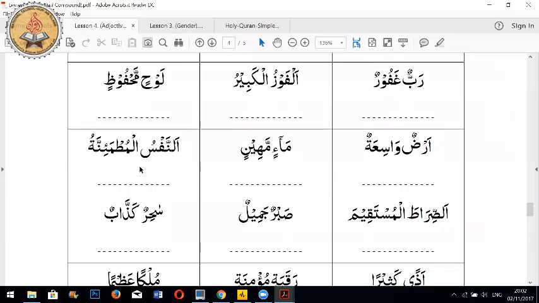Also, spend 15 to 20 minutes revising your previous lessons, because inshallah ta'ala, the time will come when we will be covering more than one lesson in one session. Okay. So with this, I conclude now.